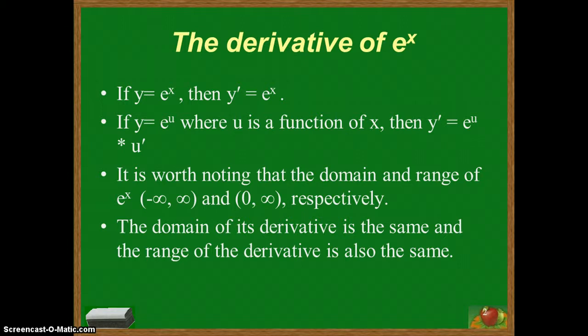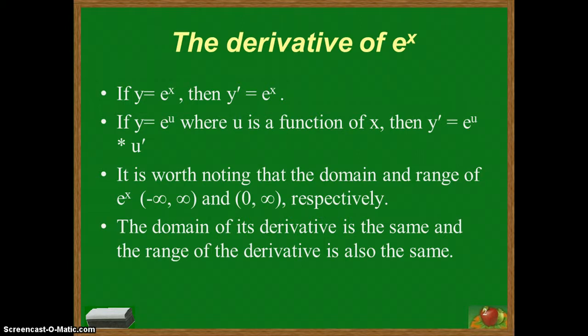Now, what if y is e to the u, where u is some function of x? That means we're talking about a composite. What do you really need to do? You need to use the chain rule. So if y equals e to the u, then y prime is e to the u, derivative of the outside function, times u prime, derivative of the inside function.